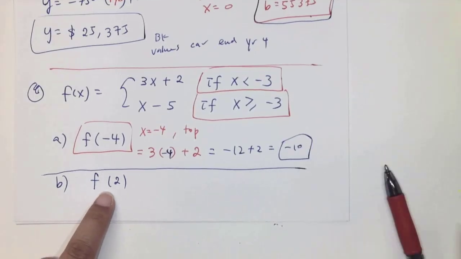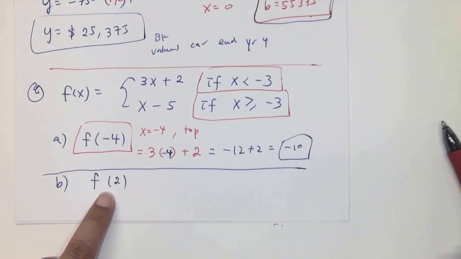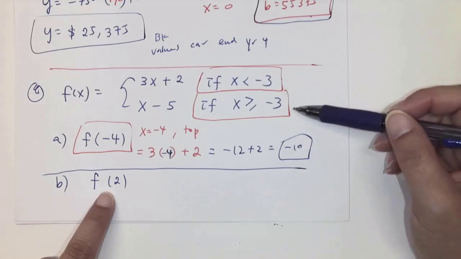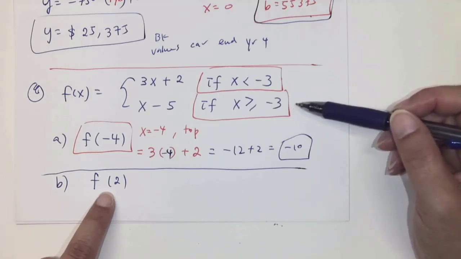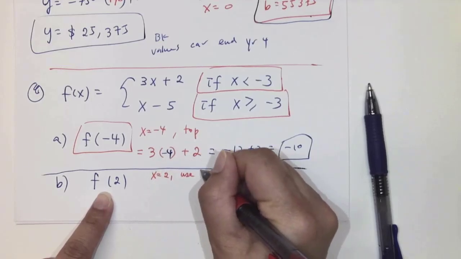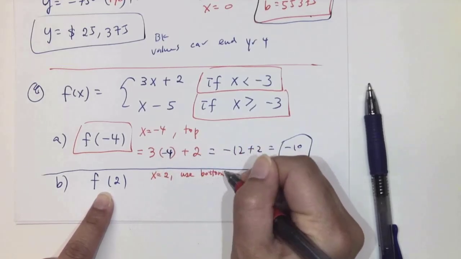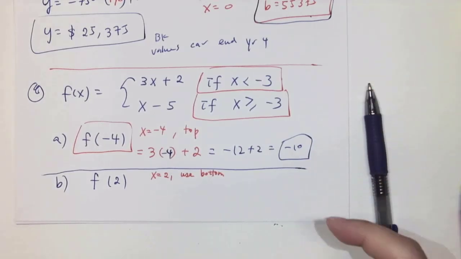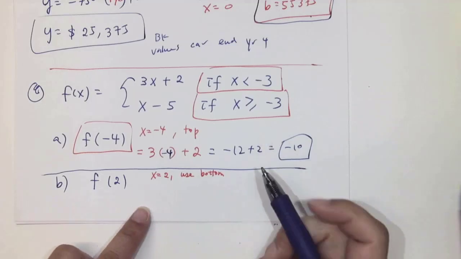And then the second one, x equals what? 2. So if x equals 2, is it less than negative 3 or greater than negative 3? Greater, so we should use the bottom one. So the second one, x equals 2, use the bottom function. So it's not always the first one use the top one, the second one use bottom. I may switch them, okay, on the test. I don't know what I'm going to do, okay?